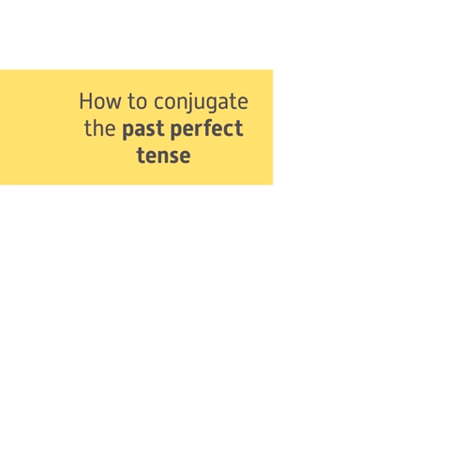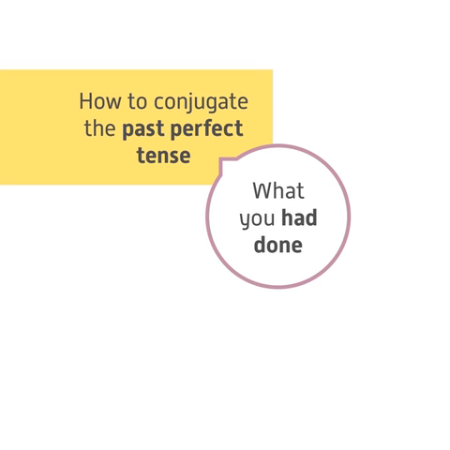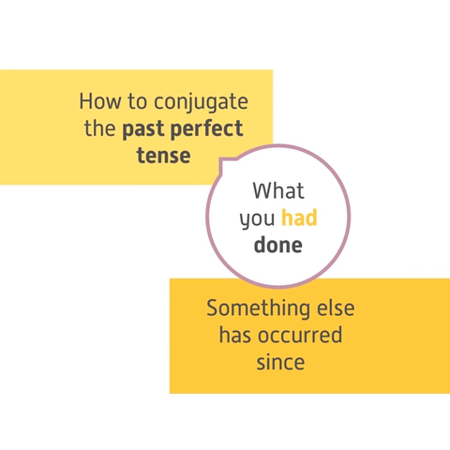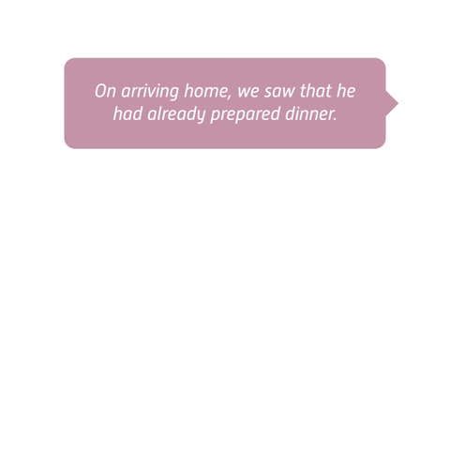In this grammar podlet, we'll look at how to conjugate or form the past perfect tense. This is used to describe what you had done. It uses the auxiliary verb had. When you use this verb, it often implies that something else has occurred since. Let's look at examples to illustrate our point.